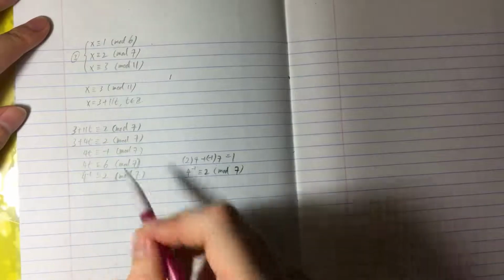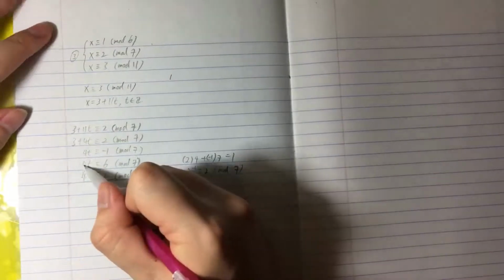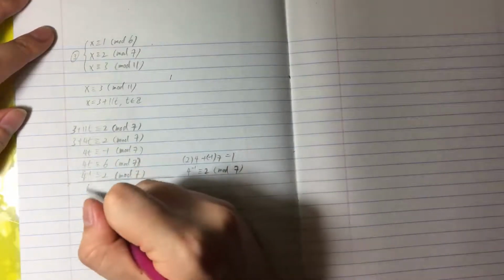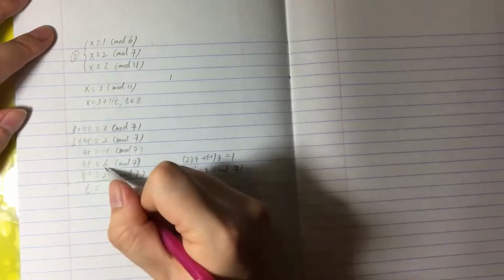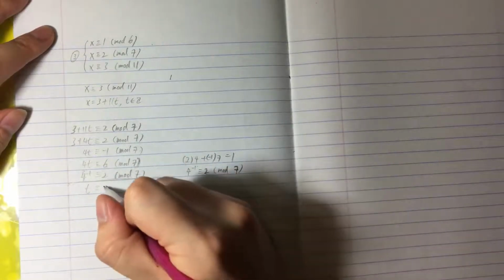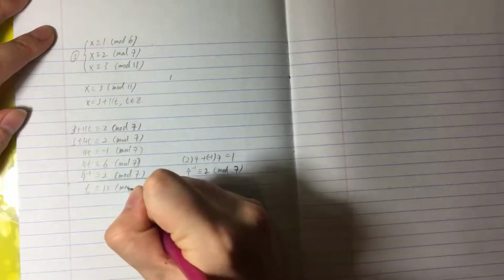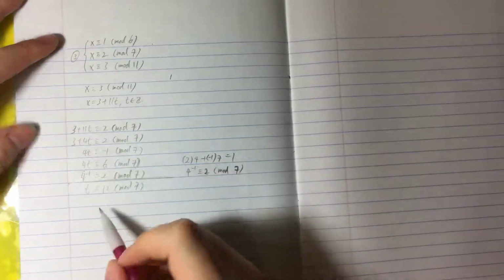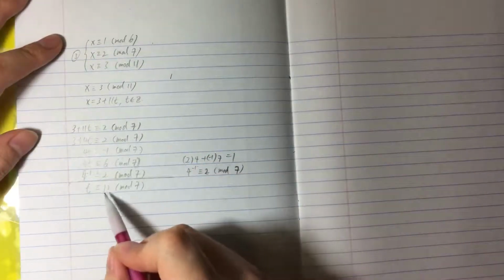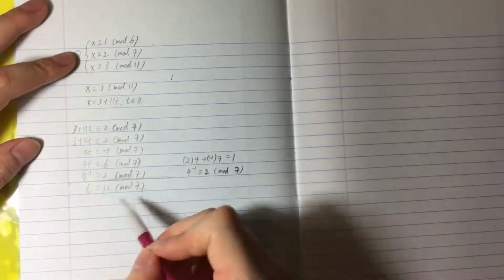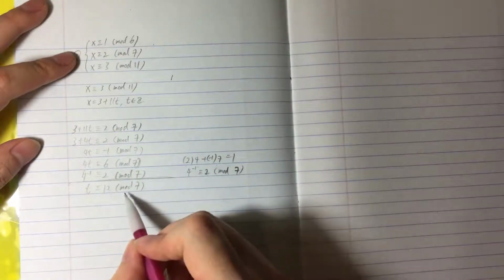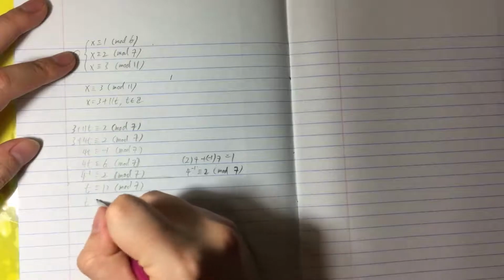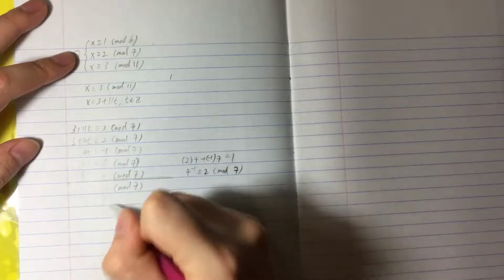Then if I multiply, 4 times the inverse of 4 can cancel with the t by itself. On the right side, 6 times 2 is 12. And here, 12 is more than 7, so I can take 12 divided by 7 and take the remainder. 12 divided by 7, remainder is 5. So t is congruent to 5 mod 7.